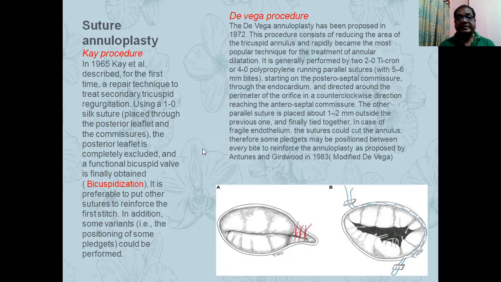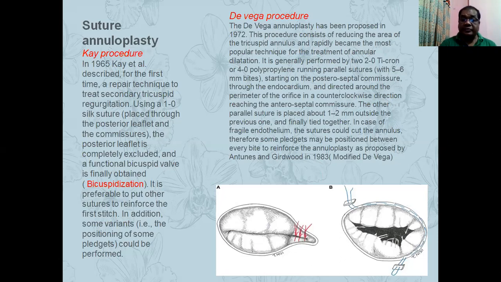De Vega procedure, this is a very popular procedure and it has been modified into the modified De Vega procedure. The De Vega annuloplasty has been proposed in case of tricuspid regurgitation, and it consists of reducing the area of the tricuspid annulus, and rapidly it became the most popular technique for the treatment of annular dilatation. It is generally performed by two 2-0 Tricron or 4-0 polypropylene running parallel sutures with 5 to 6 millimeter bites.